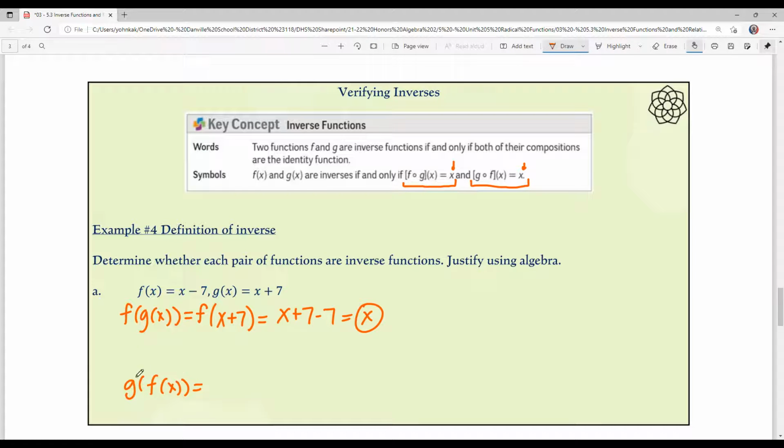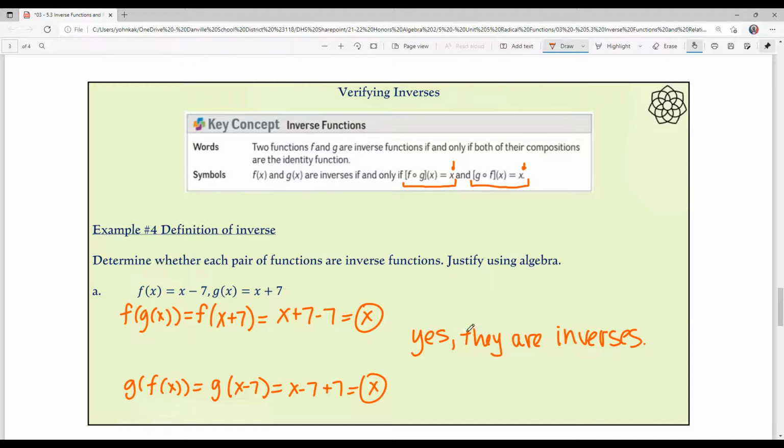Now I need to find g of f of x, so leave the g alone, and replace f of x with x minus 7. Then go to the g function and replace x with x minus 7. So x minus 7 plus 7, that equals x. Since both of the compositions equal x, then we can say yes, they are inverses. If one of them equaled x and one of them did not equal x, then they are not inverses. They both have to equal x in order to be considered inverses of each other.